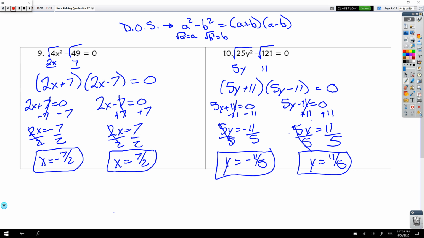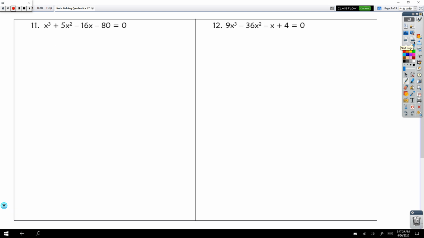Now the last two are going to involve factor by grouping. So I have 4 terms. So let's go ahead and group like so. Looking at the first 2 terms, I could divide both of those by x squared, right, the smallest variable, or the smallest exponent, sorry. So x squared. That would leave me with 1x and 5 on the inside there.